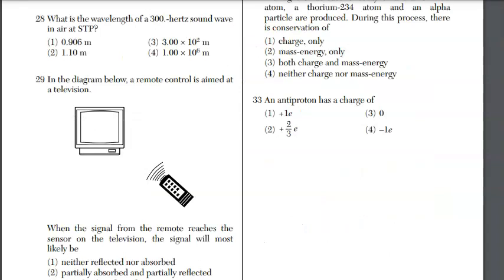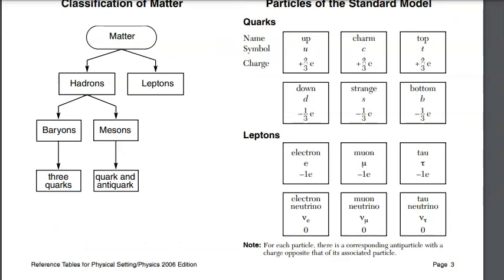Here in question 33 is an example where we're going to go ahead and use those tables. An antiproton has a charge of... You don't have to memorize it, just have to know where to look. Let's go check it out on the reference table. I come to the particles of the standard model table, and of course, I forgot. They're not listing protons and neutrons here, they're listing quarks and leptons.